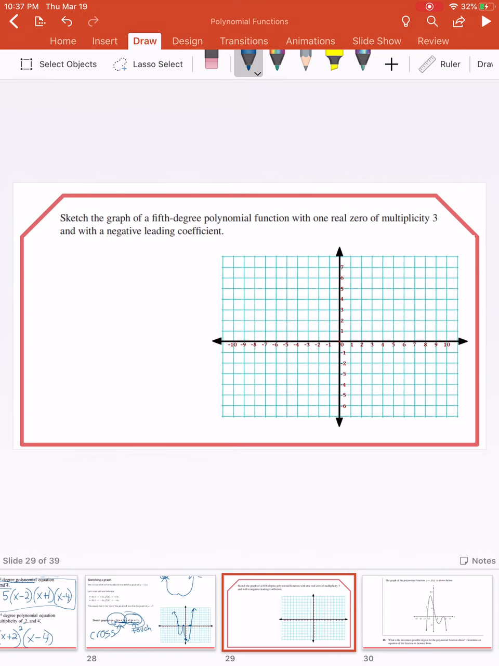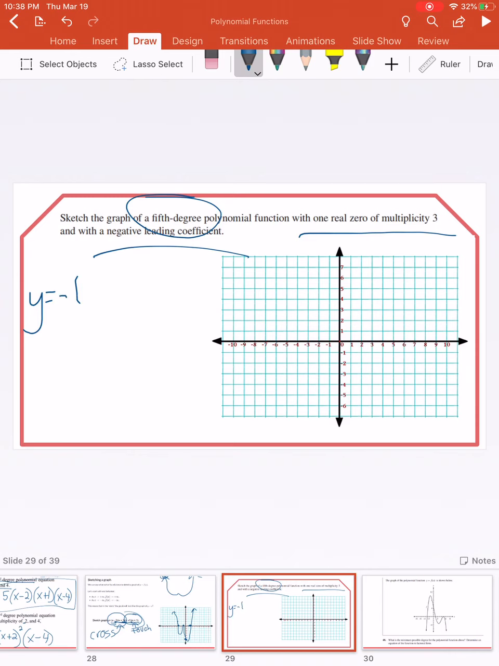So sketch the graph of a 5th degree polynomial, with one real zero of a multiplicity of 3 and a negative leading coefficient. Lots of different examples here. So actually what I would probably do is just write an equation. I know I need a negative leading coefficient, so let's pick a -1.